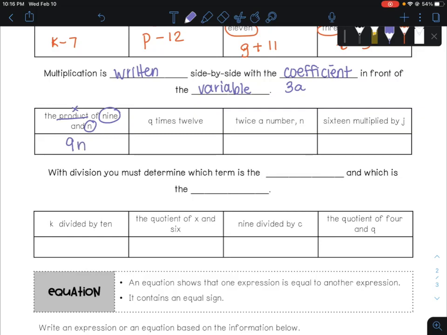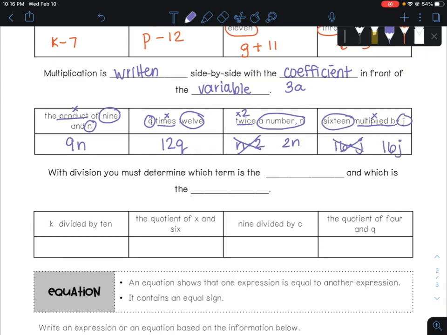You don't need to put the dot. You don't need to put any multiplication symbol. Q times 12. I'm going to write 12q to use that type of notation. Twice a number, n. Twice means times 2. So I'm not going to write n times 2. I'm going to write 2n. 16 multiplied by j. So 16 times j, but we're not going to write the dot. We're going to write 16j to use that fancier notation.